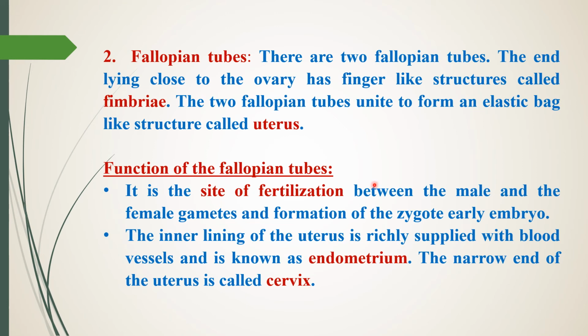So the main function of the fallopian tube is the site of the fertilization, and there is the formation of the zygote and the early embryo, and the inner lining of the uterus is richly supplied with blood vessels and it is called the endometrium, and the narrow end is called the cervix.